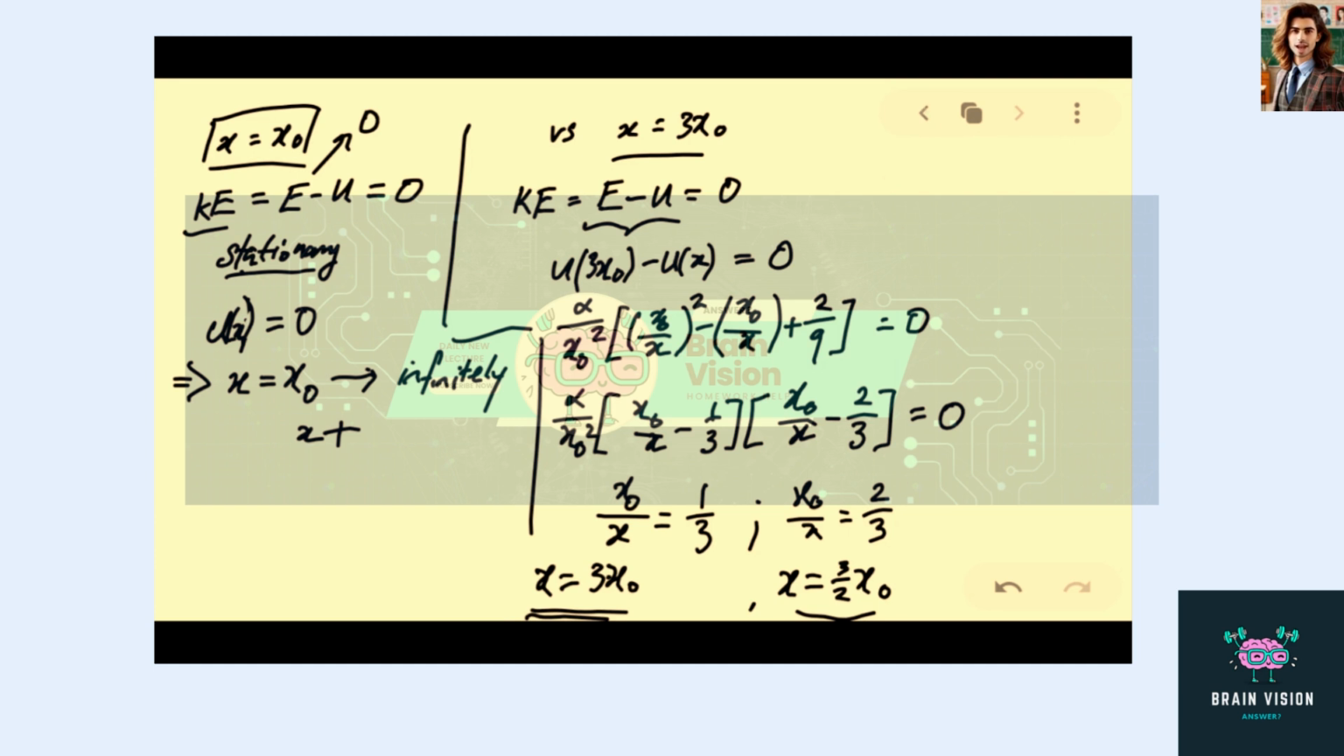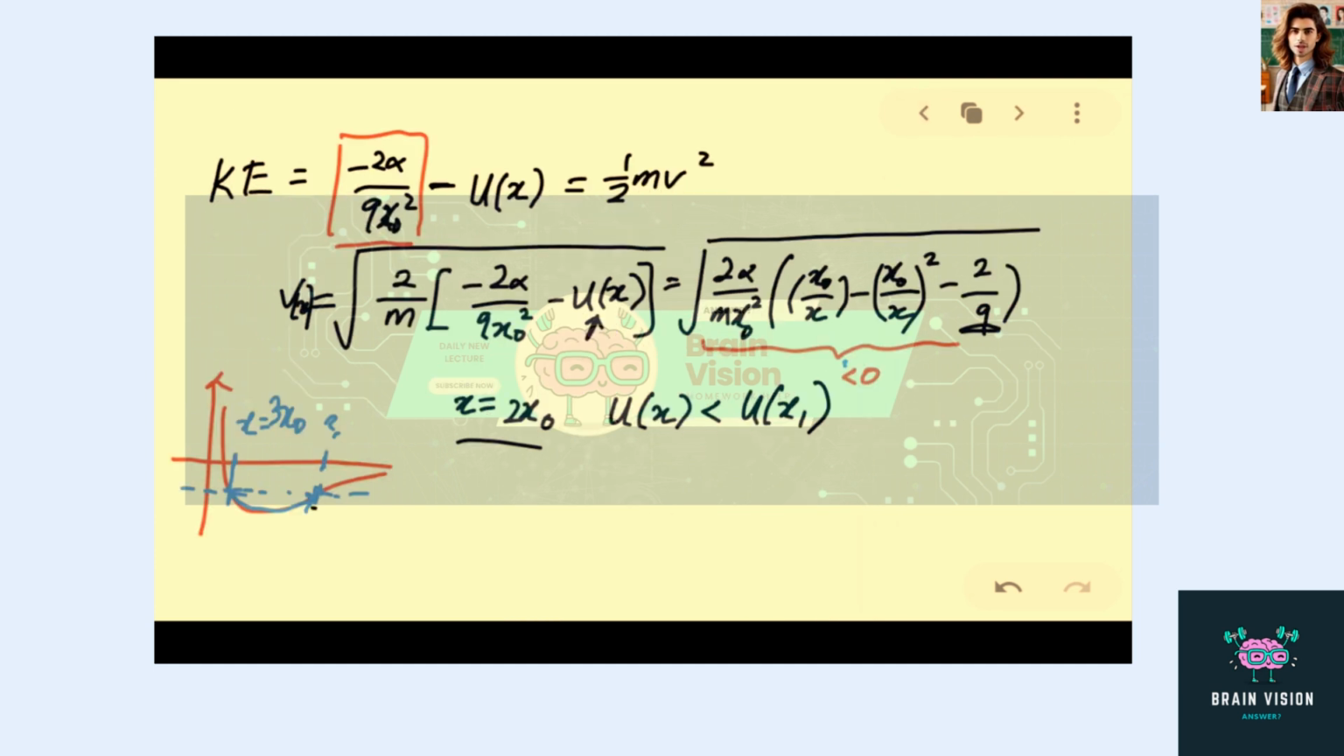From our previous analogy, over here it is actually the wrong direction, because 3 over 2 x naught is a smaller value than 3, so 3 over 2 is actually on the left, whereas the right turning point is 3x naught. So with this axis as x over x naught, these are the 2 turning points in which the particle will be trapped. We are putting the particle starting at this position, and it will simply oscillate between these 2 points.